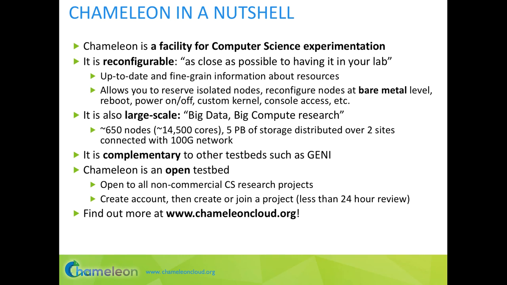Chameleon is large scale. We wanted to make the testbed as large scale as we could afford in order to support a range of experiments including big data and big compute research, otherwise known as HPC. Consequently, the testbed was designed to include 650 nodes for a total of almost 15,000 cores, with most of them concentrated in a large homogeneous partition to support HPC experiments, and 5 petabytes of storage for big data experiments distributed over 2 sites connected with a 100 gigabit network for large flow experimentation.